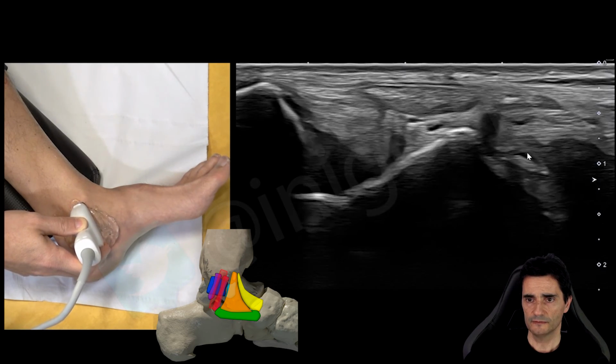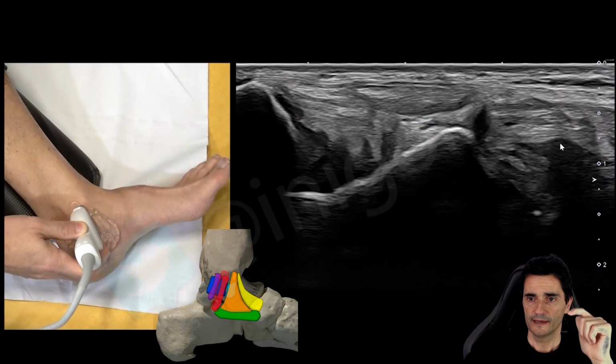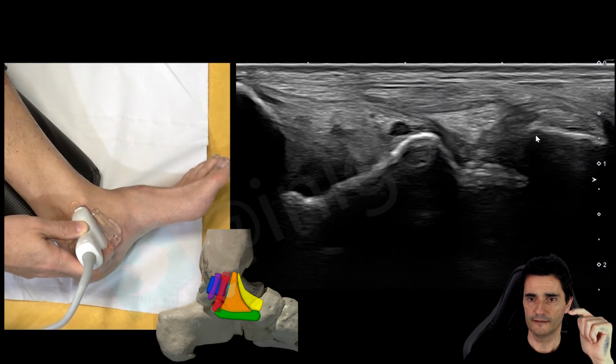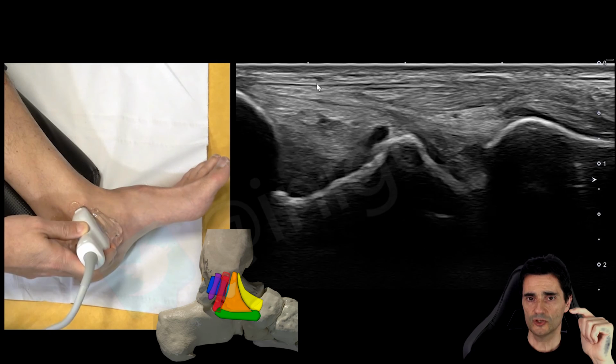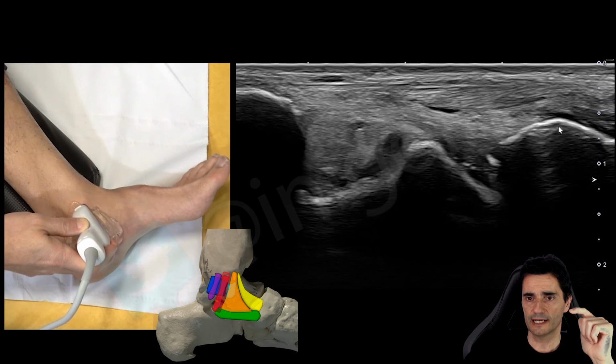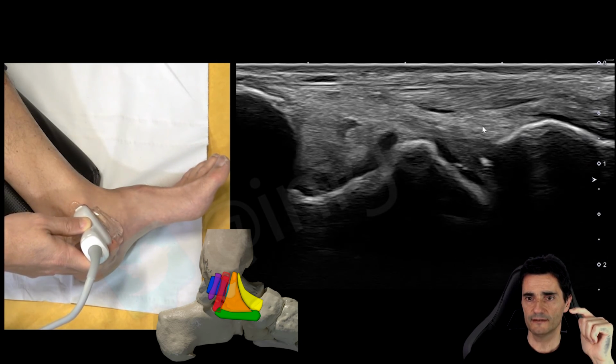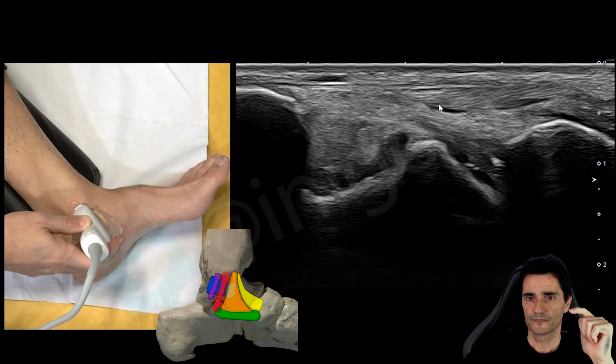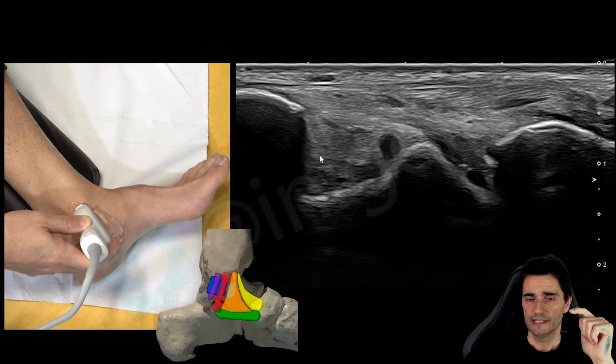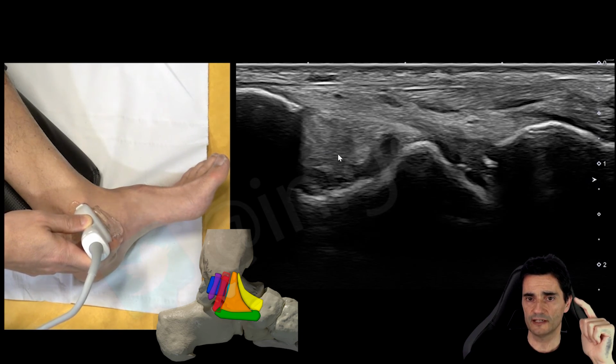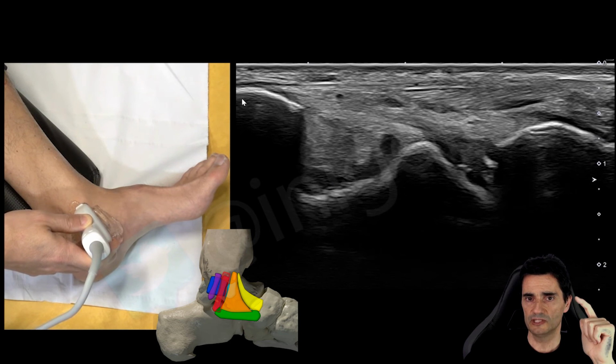Okay, let's go. And here. This is the calcaneus. So this is the tibiocalcaneal component. You can see here these fibers. And in depth, this is still the posterior tibiotalar ligament. Okay, but you can see the tibiocalcaneal ligament in the superficial layer here.